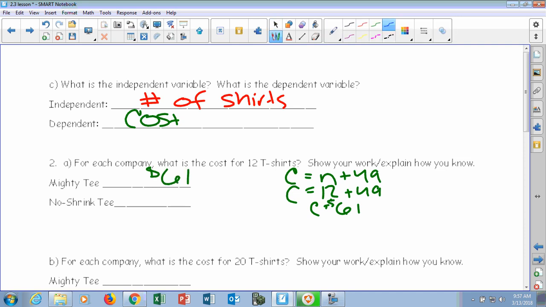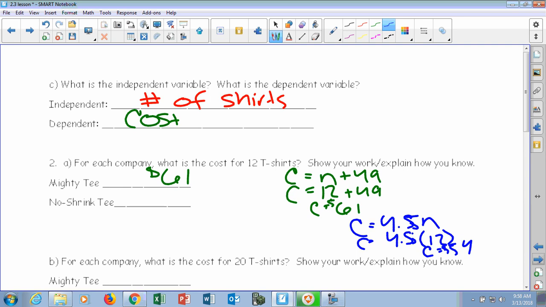Now the No Shrink. My equation, C equals 2.5N. Again, what would I do, Eliana? I have the equation C equals 2.5N, and they told me that I have 12 t-shirts. 2.5 times... Oh, I'm sorry. Yeah, it's 4.5, not 2.5. Thank you. 4.5 times 12. All I'm doing is plugging it into my equation where it's appropriate to. Well, if I do 4.5 times 12, Eliana, what do I get?